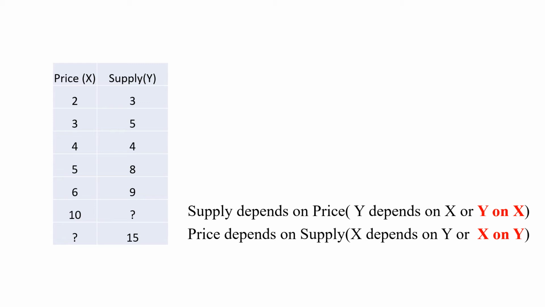In the first case we will say that supply depends on price, or y depends on x, or simply y on x. When we are using supply for determining price, we can say that price depends on supply, or x depends on y, or x on y. So here, with the help of one variable, we are trying to find out the value of the other variable. Then we will be using regression as a tool.